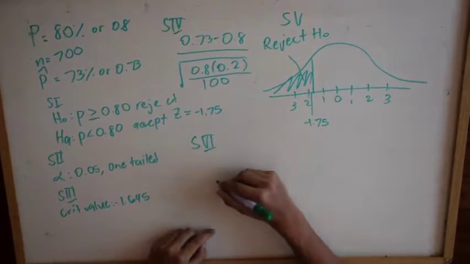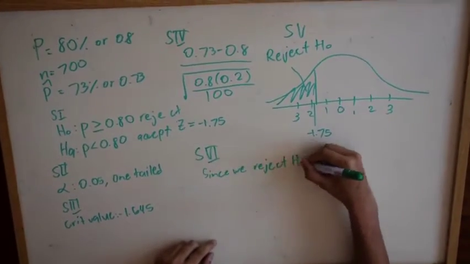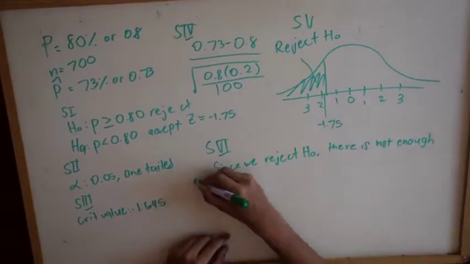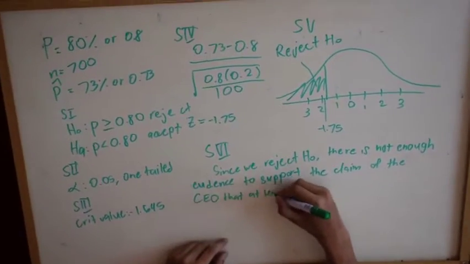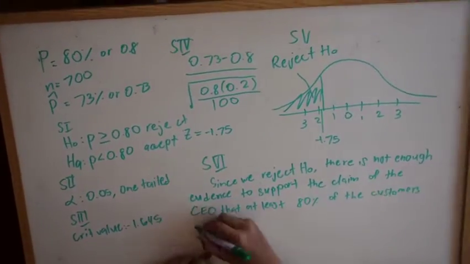For the sixth step, we then make our conclusion. Since we reject H0, there is not enough evidence to support the claim of the CEO that at least 80% of his customers are satisfied.